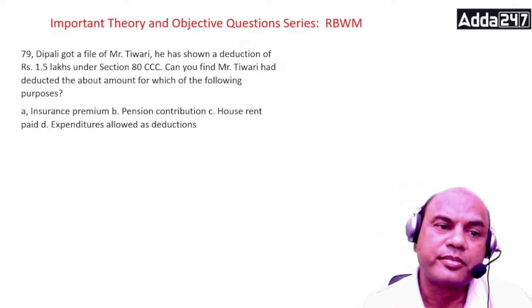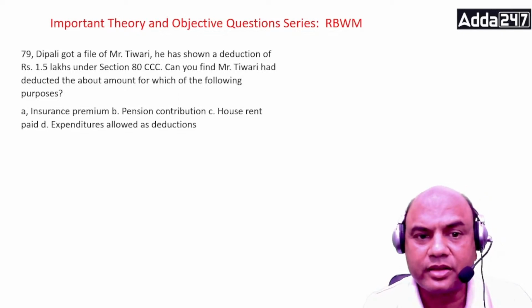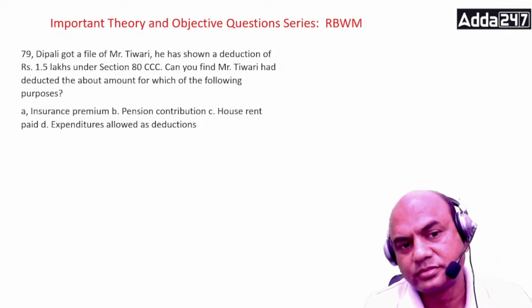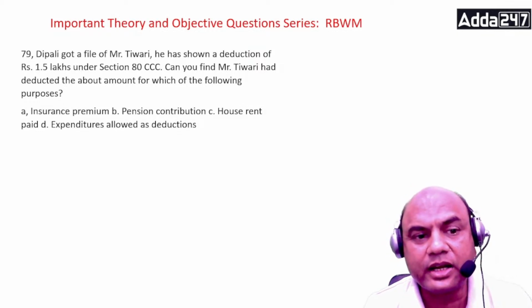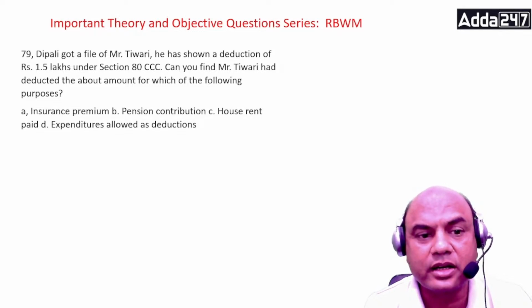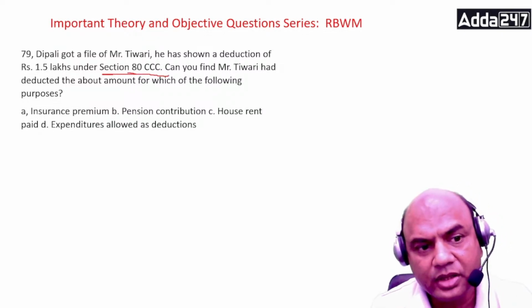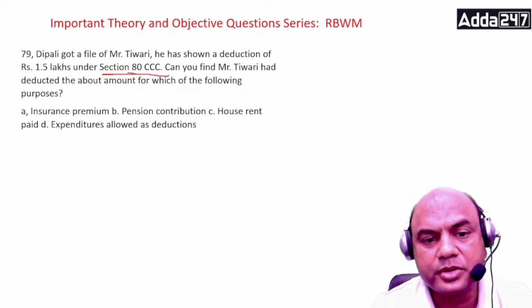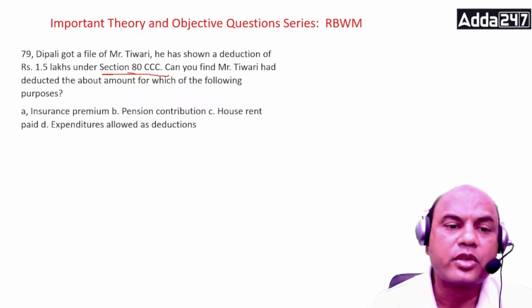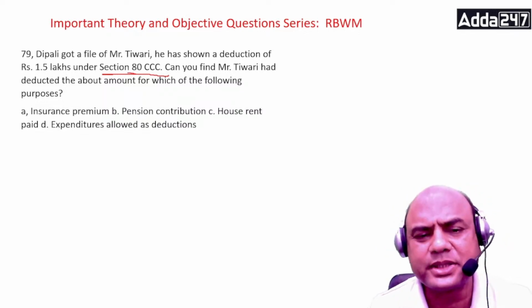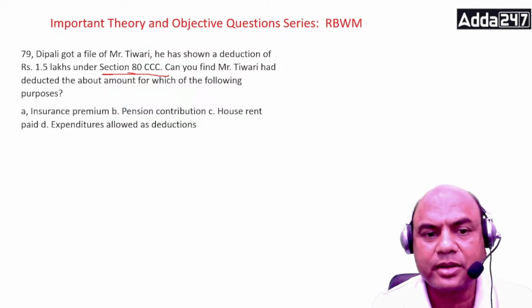Next one. Deepali got a file from Mr. Tiwari. He has shown a deduction of 1.5 lakhs under 80CCC. Can you find which of the following purposes Mr. Tiwari deducted the amount for? So 80CCC. Now the only question is, 80CCC is applicable for what? Insurance premium, pension contribution, house rent paid, expenditures allowed as deductions. So 80CCC is applicable for what? That's the basic question.